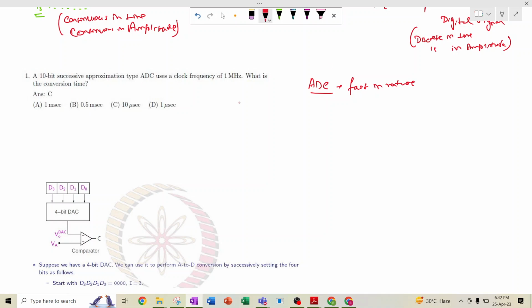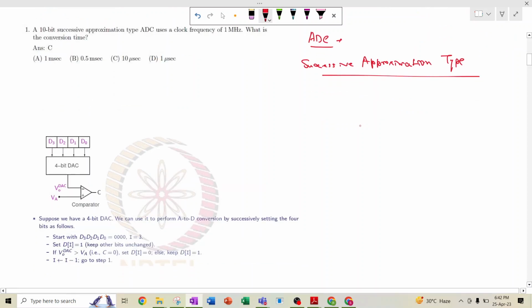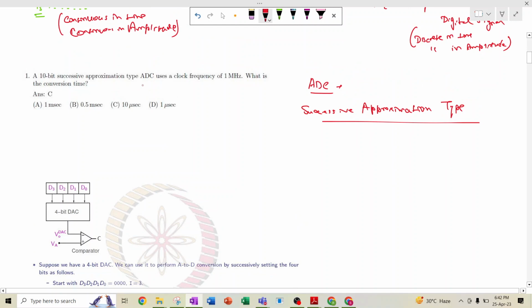This ADC is known as the successive approximation type. Sorry, it is not that fast. Compared to other ADCs it is faster, but it is not the fastest. So how does the successive approximation type ADC work? ADC means analog to digital converter: we have to represent an analog signal by its digital value.